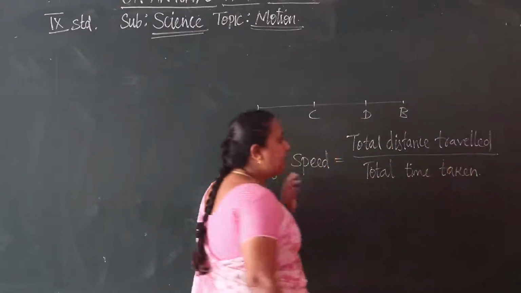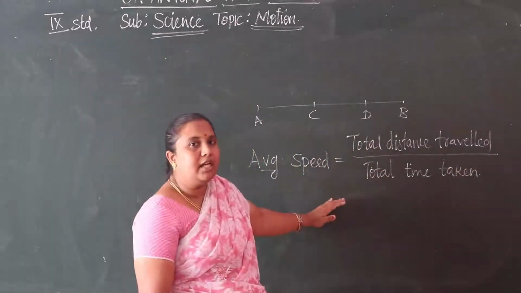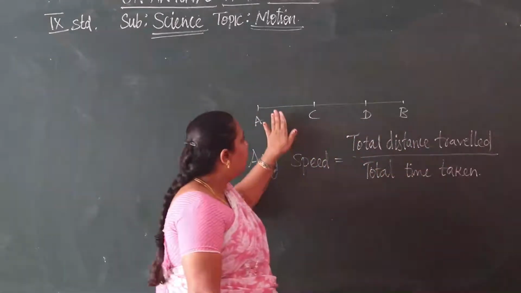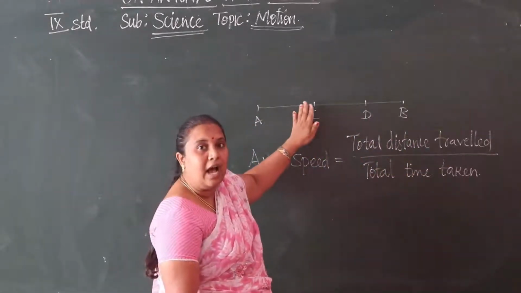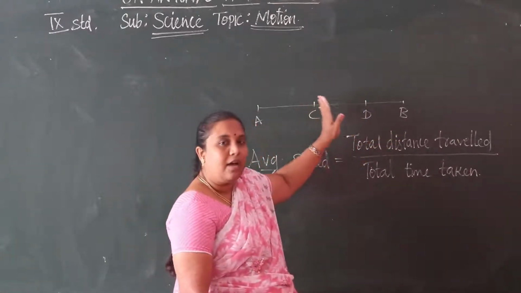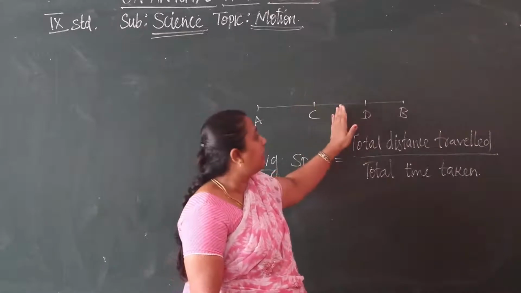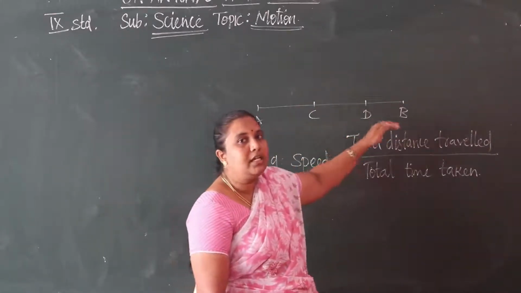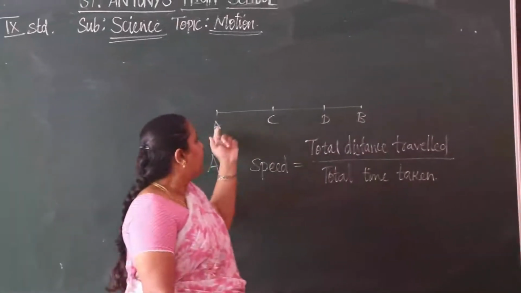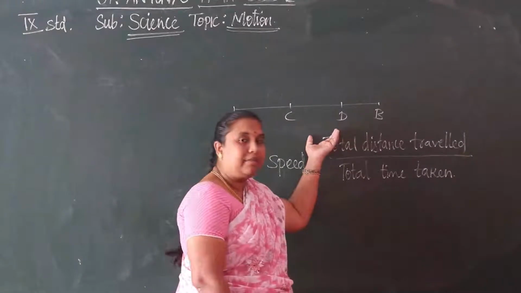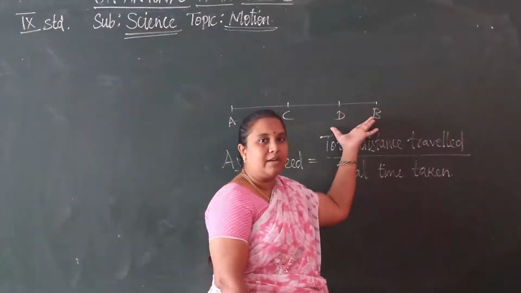Okay, so average speed is total distance traveled by total time taken. Total distance traveled means we can add these three distances, and we have to add the total time taken. From here to here how much time it takes, and from here to here how much time it takes, and here to here how much time it takes.